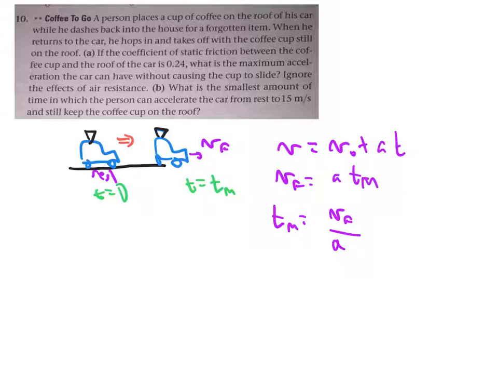To minimize the time, we maximize a, so we use the a we just found. So we're going to say 15 meters per second over 2.4 meters per second squared, and we find 6.25 seconds, which really rounds to 6.3 seconds. So if they get to 15 meters per second any quicker than 6.3 seconds, the coffee cup will slide at least a little bit.